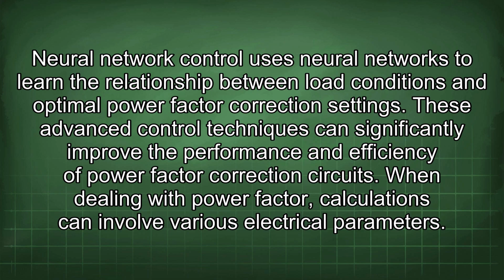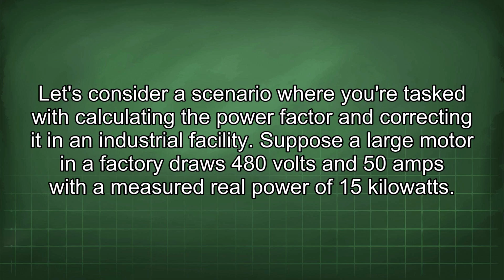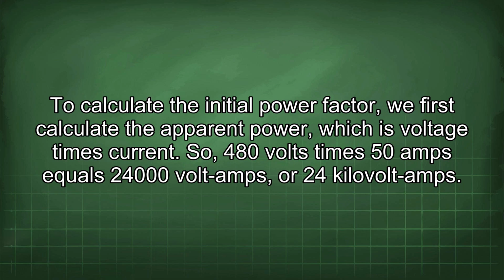When dealing with power factor, calculations can involve various electrical parameters. Let's consider a scenario where you are tasked with calculating the power factor and correcting it in an industrial facility. Suppose a large motor in a factory draws 480 volts and 50 amps with a measured real power of 15 kilowatts. To calculate the initial power factor, we first calculate the apparent power, which is voltage times current. So 480 volts times 50 amps equals 24,000 volt-amps or 24 kilovolt-amps.